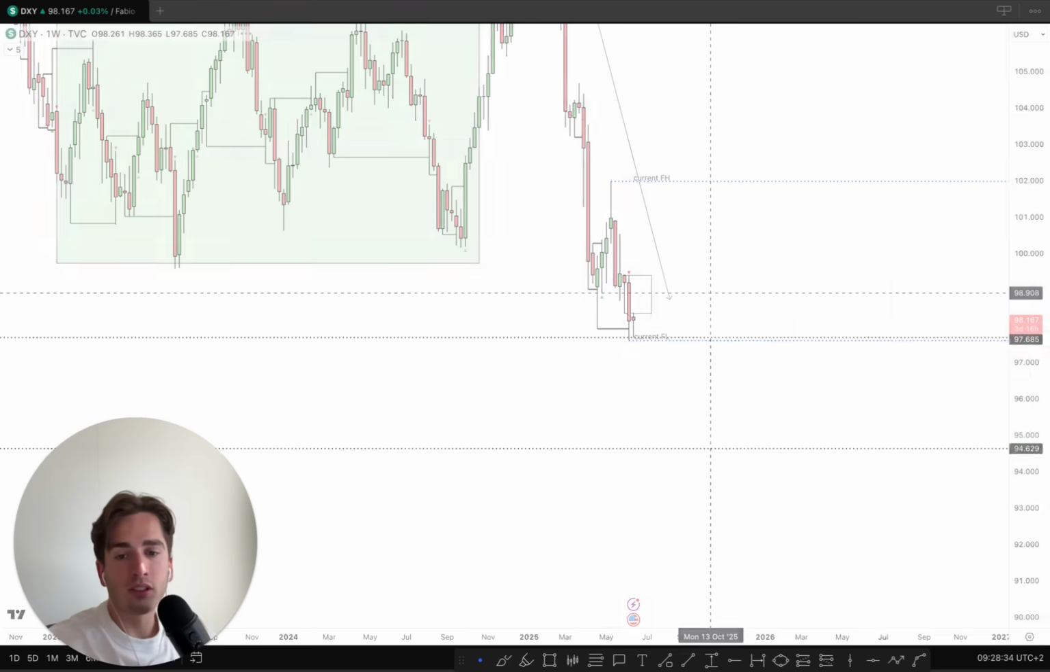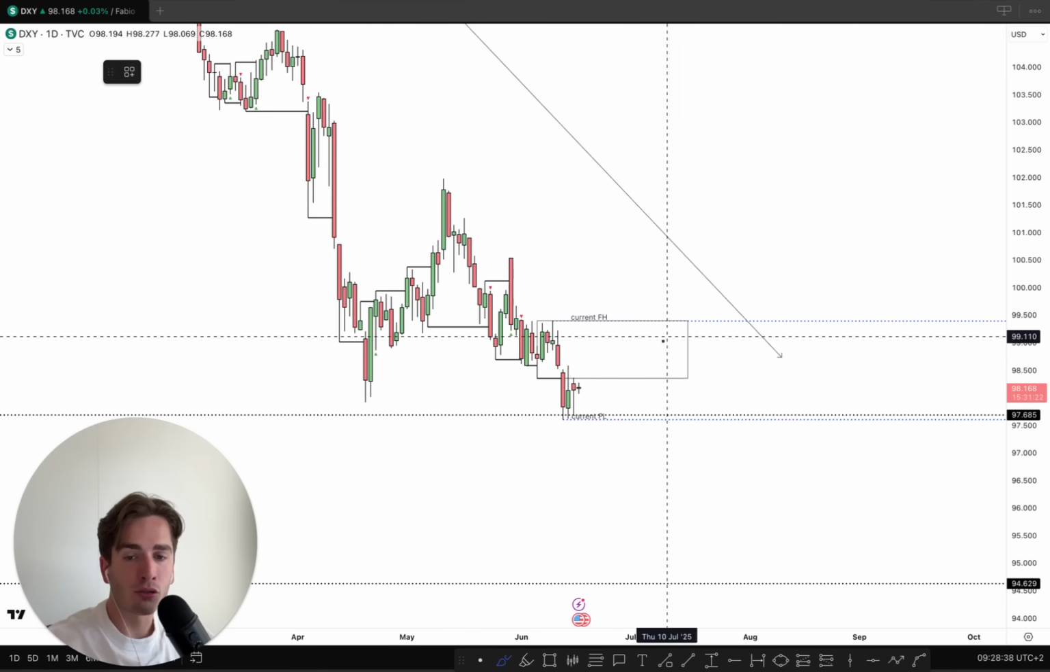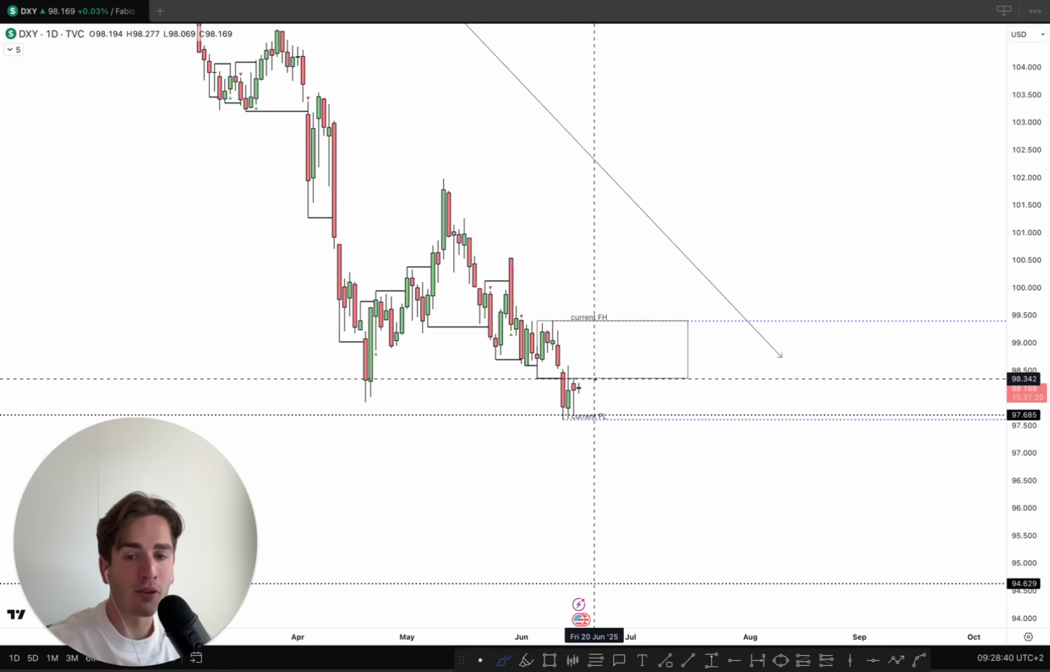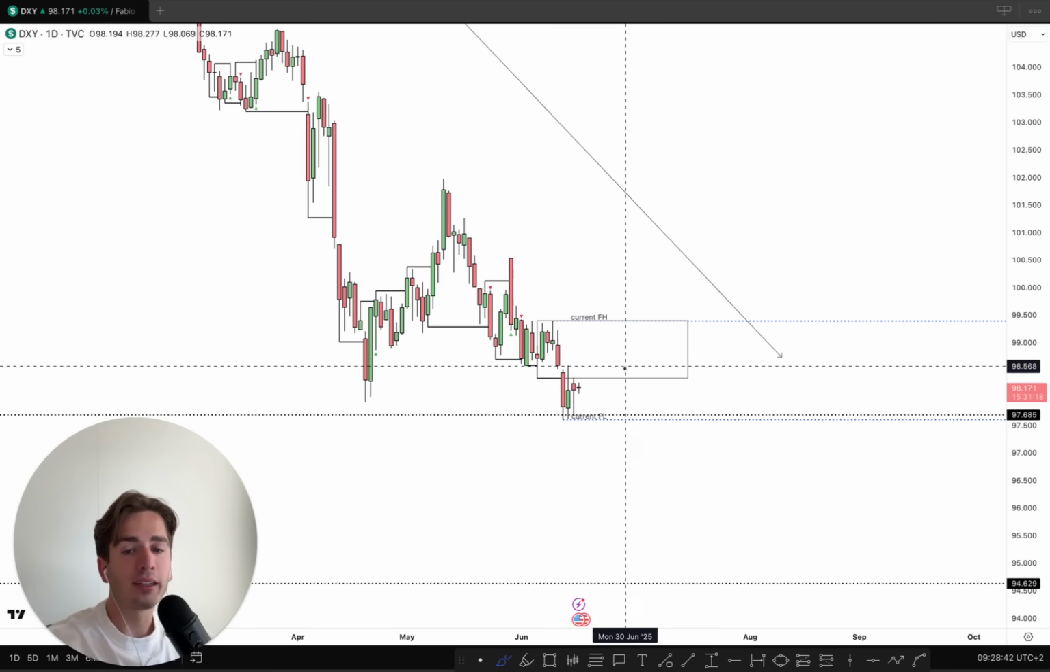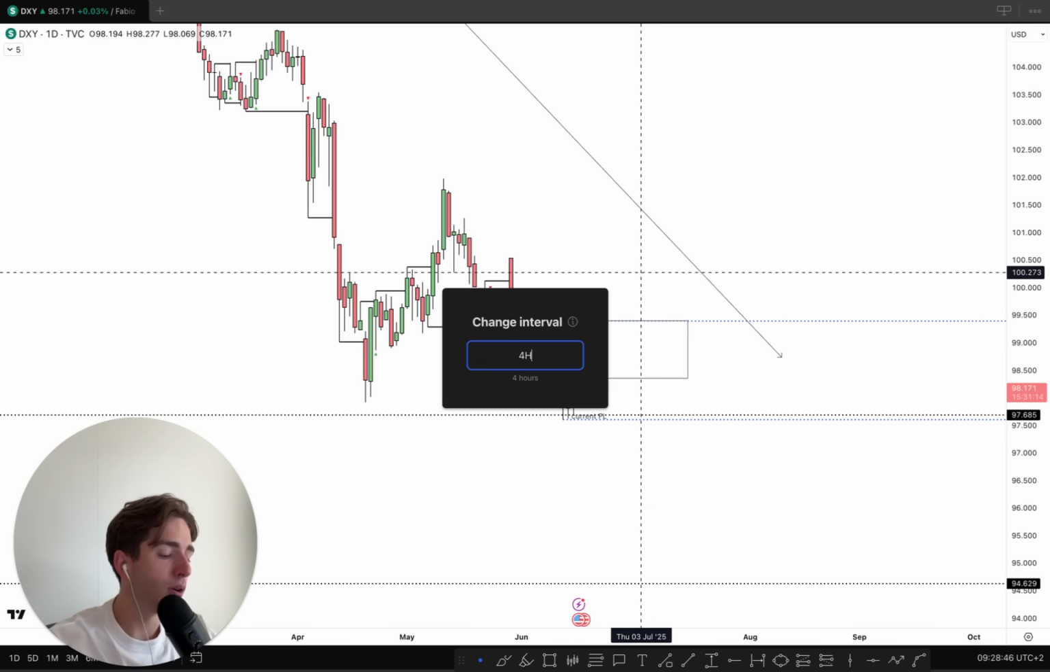Now, if you want to see longs happen here on the dollar, then obviously we're going to need to wait for the daily fractal structure to shift. So it'll be a break of this current fractal high. If that current fractal high breaks, then you have the longs. Otherwise, just keep looking for shorts within this immediate area of supply.